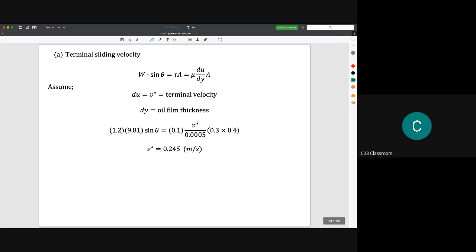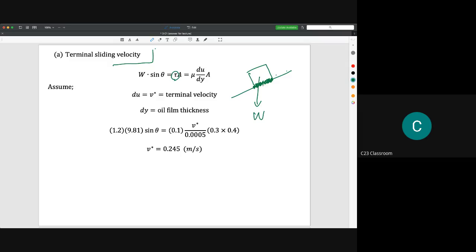Okay, so first about the sliding velocity here. We assume that the sliding velocity, so we have the box here, and you have the weight here. Because we have a viscosity between these two planes, we assume that the shear stress, tau here, will give you a resistance.